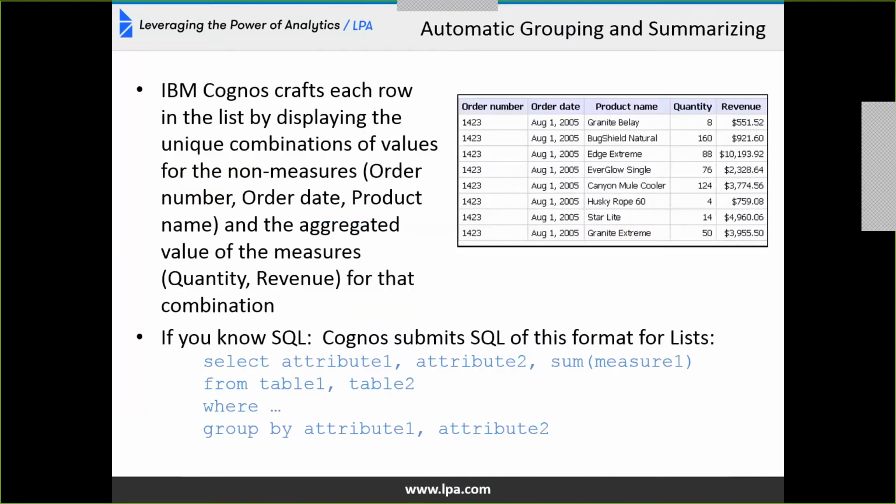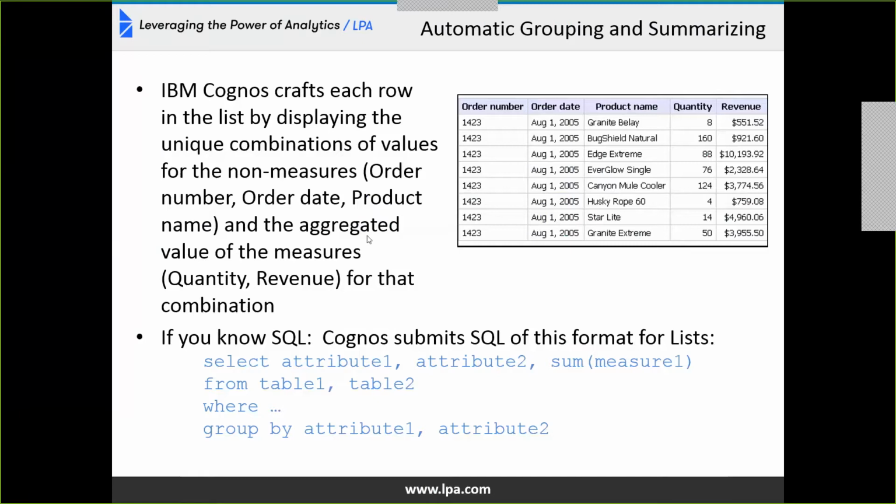Now, if you are a database person, then this slide's for you. It tells you the SQL that COGNOS writes for a list, that it's doing a group by for your non-measures, and it's doing an aggregate for your measures. If you're not a database person, then you don't care about this slide, and that's fine. As long as you understood what I said, you're good to go. If you're a database person and you like to know these details, then slide number 24 gives you some of those details.